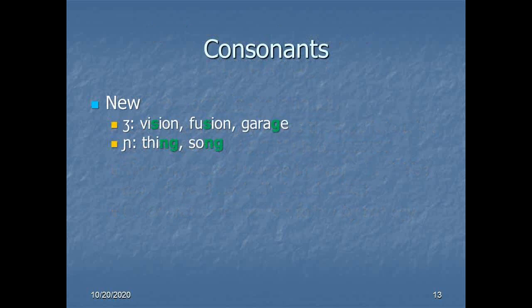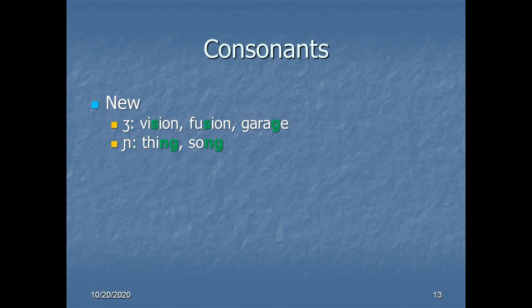We'll start with the new consonants in English because there actually are a couple. One, symbolized in the IPA by the letter y, is zh. In Middle English, there is no zh. So the word that we pronounce vision, Chaucer, without changing the spelling, would have pronounced vision. Fusion would in Middle English have been pronounced fusion. And garage, if it actually had existed in Middle English, would have been pronounced garage.